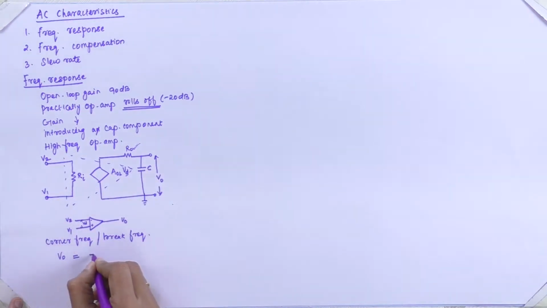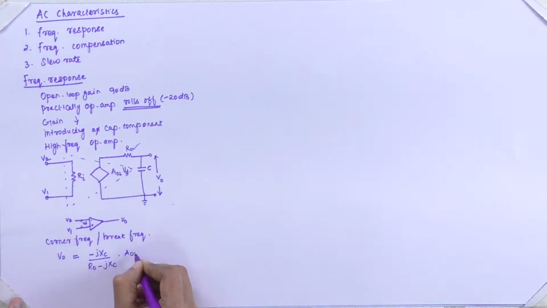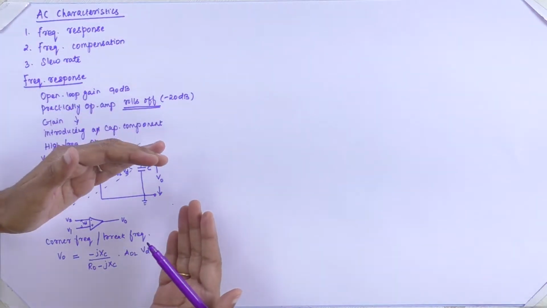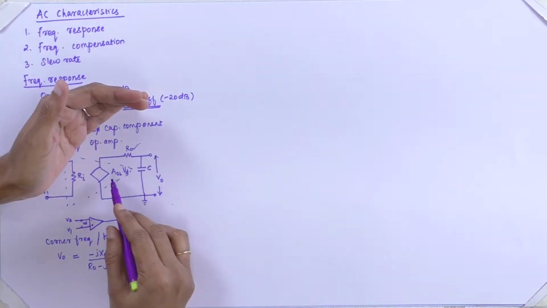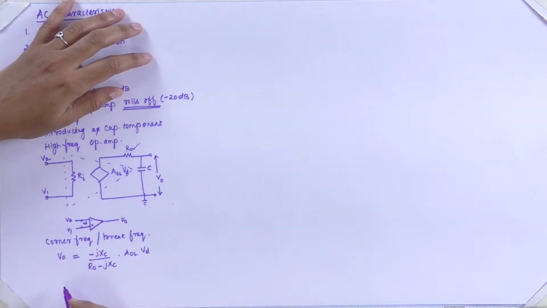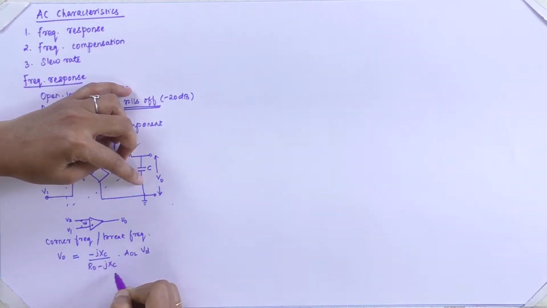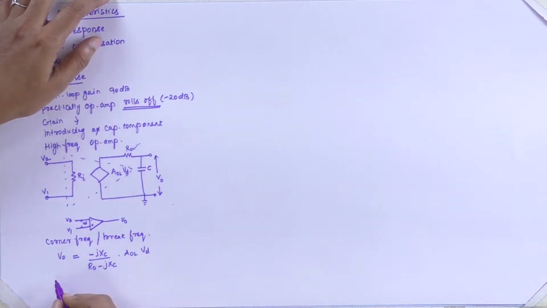The expression will be V0 equals minus jXc divided by R0 minus jXc, into AOL into Vd. From this we are going to calculate the output voltage with the help of the open loop gain. Now I am moving the Vd to the other side. So V0 by Vd equals minus jXc divided by R0 minus jXc, into AOL.